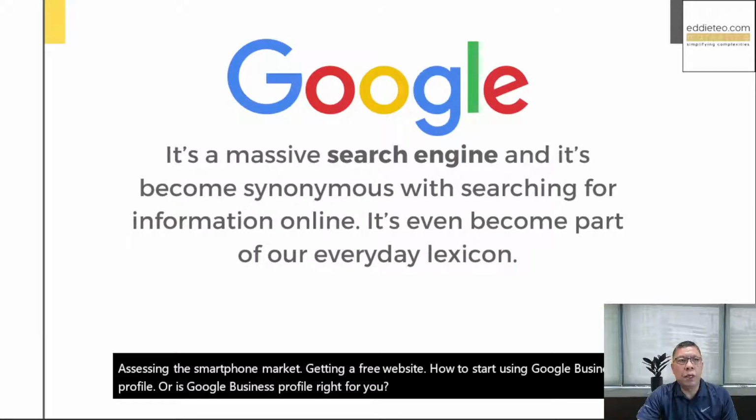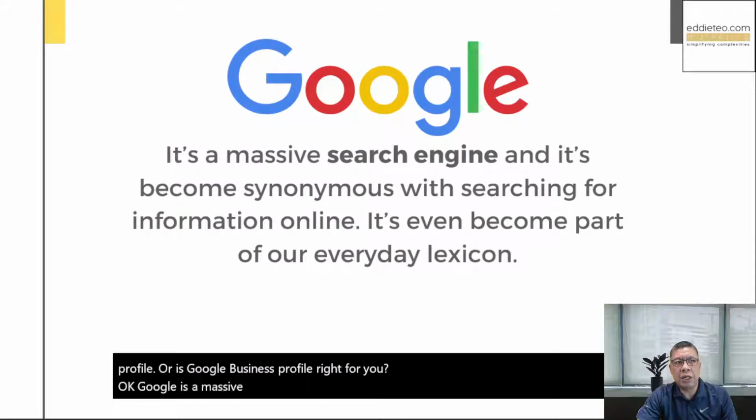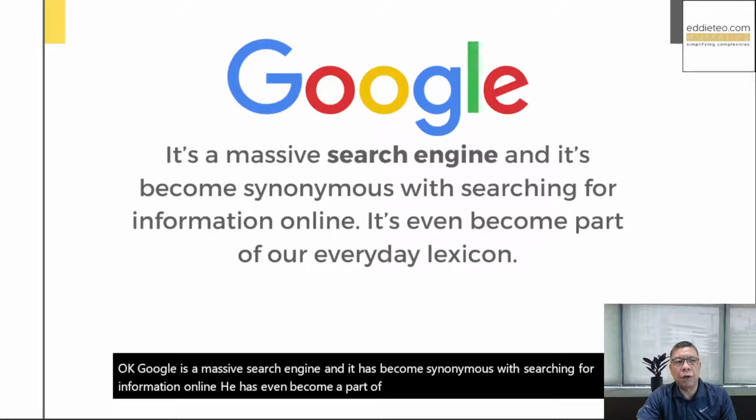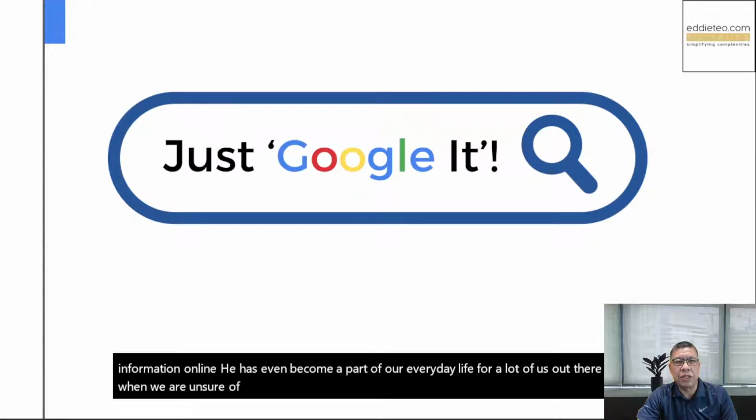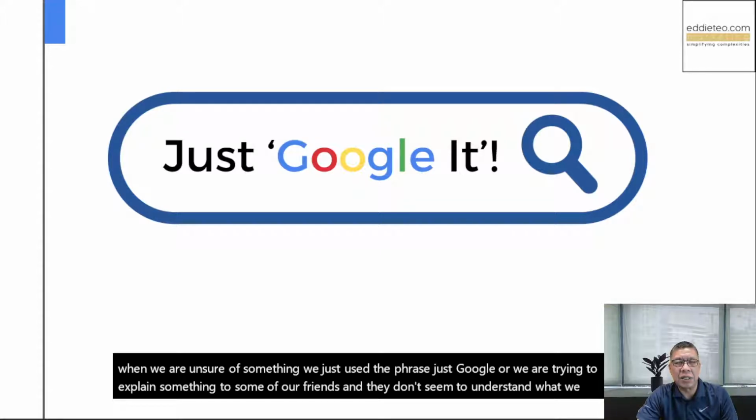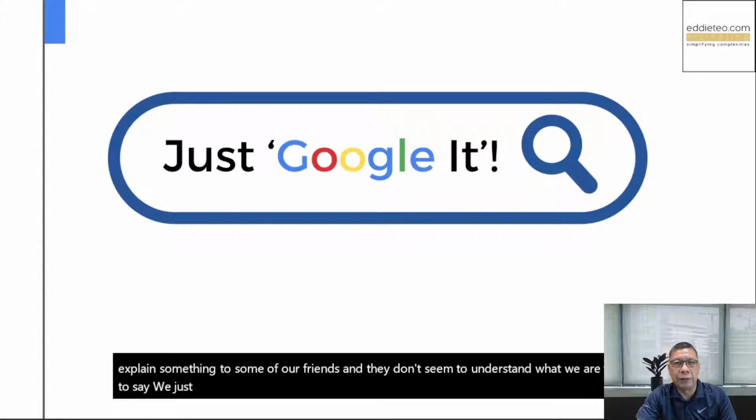Google is a massive search engine, and it has become synonymous with searching for information online. It has even become part of everyday life for a lot of us. Today, when we are unsure of something, or we are trying to explain something to our friends and they don't seem to understand, we just say "just Google it," go Google it.